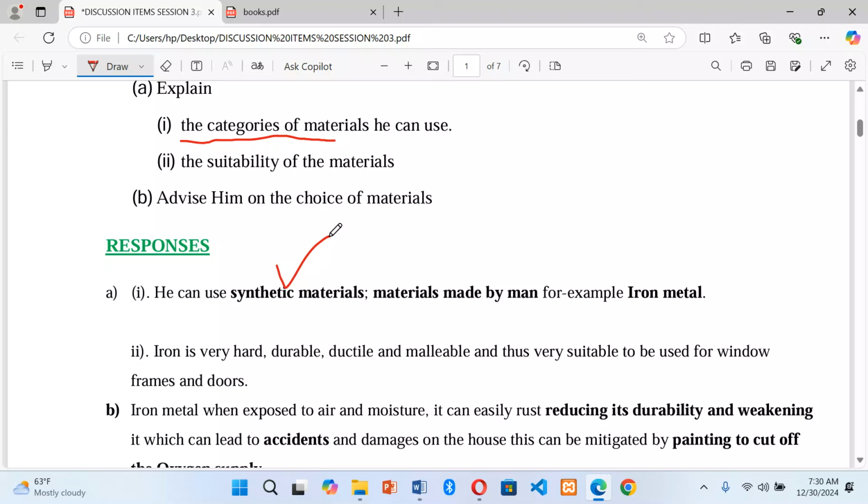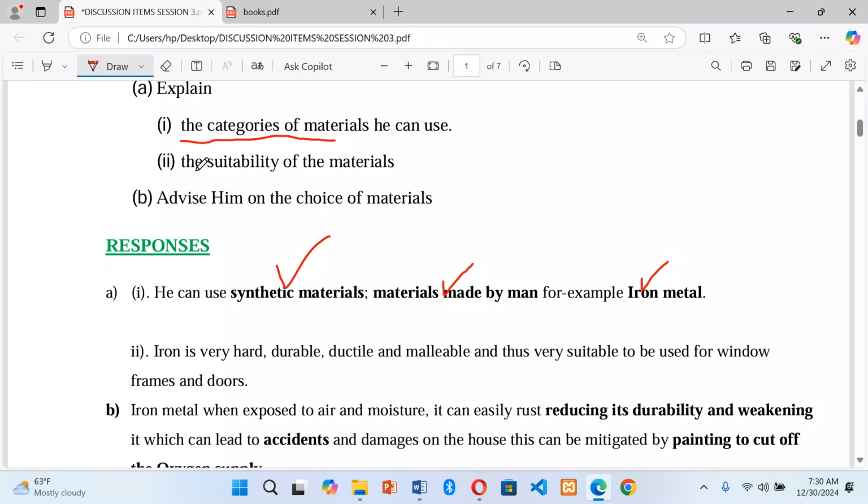You recall in this case we use our formula CRE: category, reason, and then examples. So here we say he can use synthetic materials. Reason: materials made by man. For example, we give even an example, iron metal. So you can get all your 3 scores.